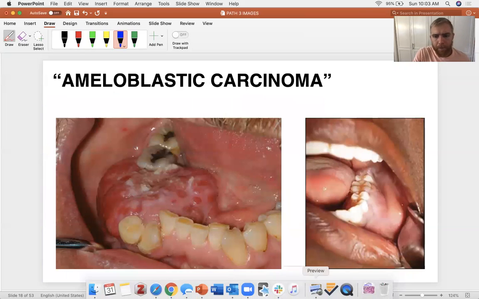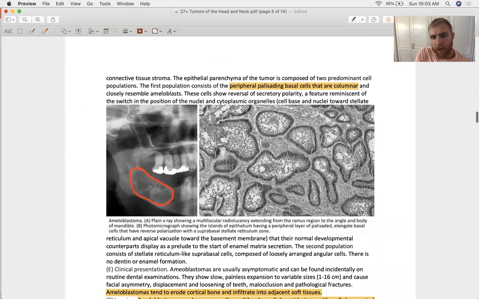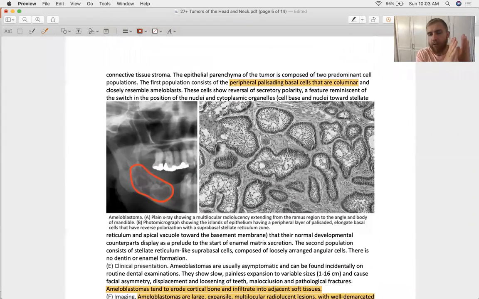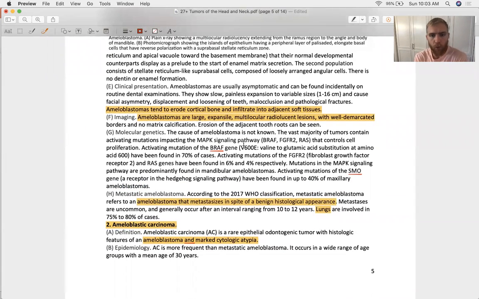So let's get back to the text. Remember that the ameloblastoma is a benign tumor, and you've got these columnar basal cells that palisade, and they're going to form nests. Getting into what sort of questions could they ask you when given a diagnosis of ameloblastoma? Well, they could say, what's the gene involved? And typically it's going to be BRAF. That's the most common one involved.